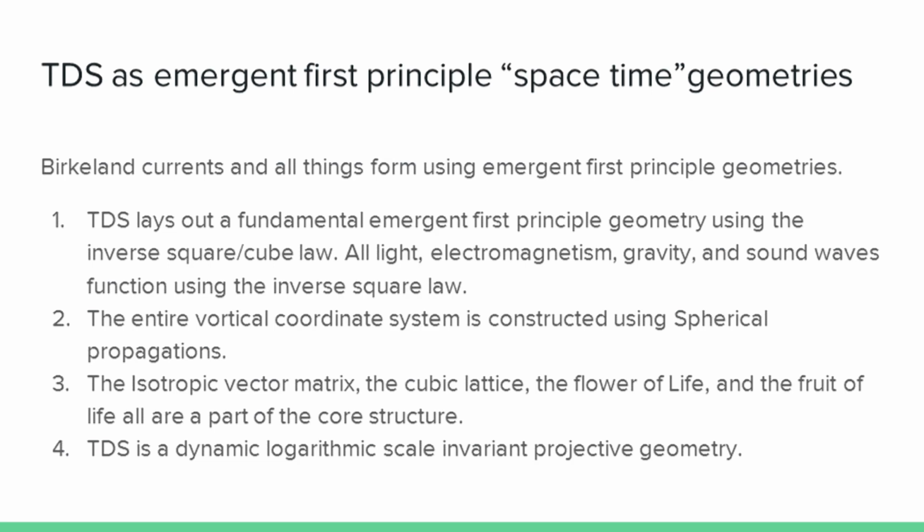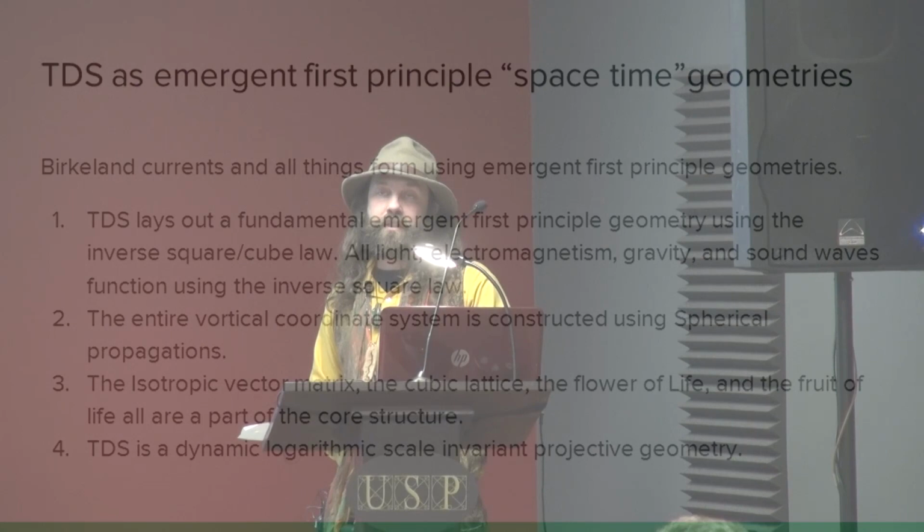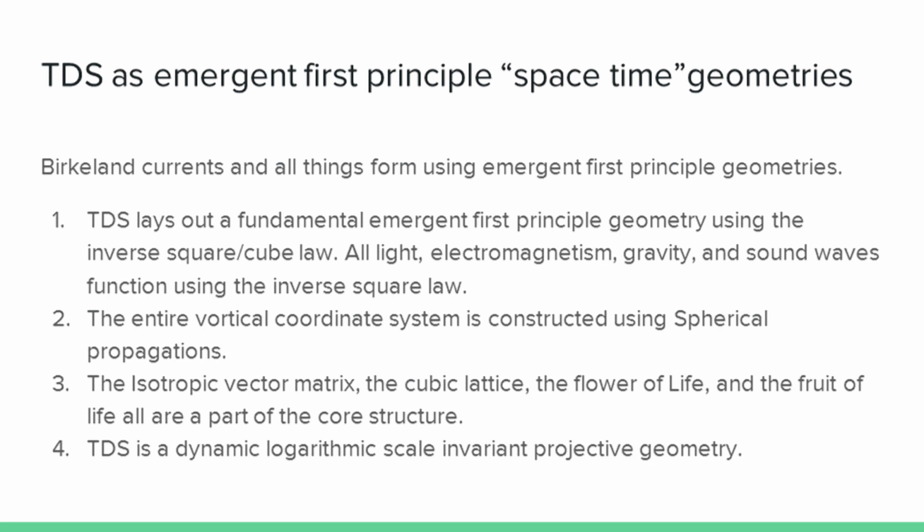The isotropic vector matrix, the cubic lattice, is what Buckminster Fuller was working with, and what a lot of Nassim Haramein's work has been based off of. The inner structure of the Dougherty set is the isotropic vector matrix, the cube lattice of Walter Russell, the flower of life, and the fruit of life, all parts of the core structure of what it is. The Dougherty set is a dynamic, logarithmic, scale-invariant, projective geometry.